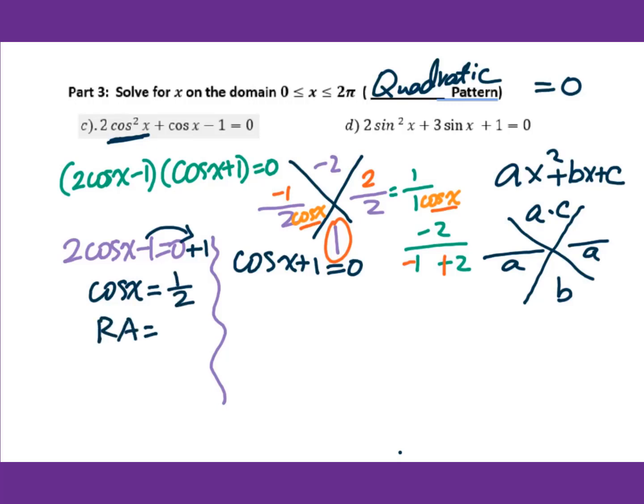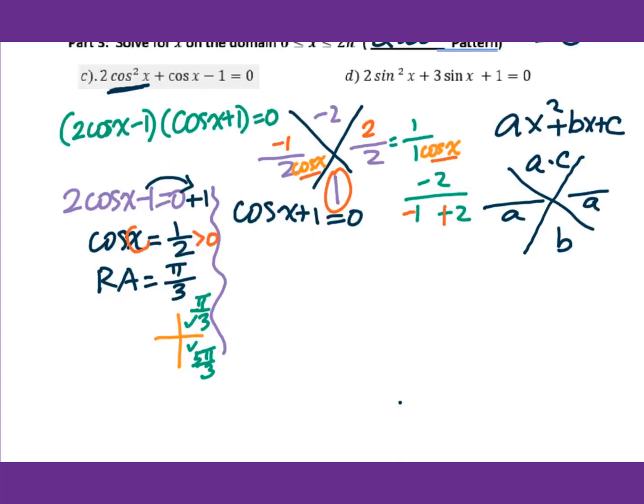Reference angle, that's pi over 3. Positive, so we go to the first and then the fourth quadrant for cosine positive. So we got pi over 3 and 5 pi over 3. Therefore, for this x, you will set up x1 equals pi over 3 and x2 equals 5 pi over 3.